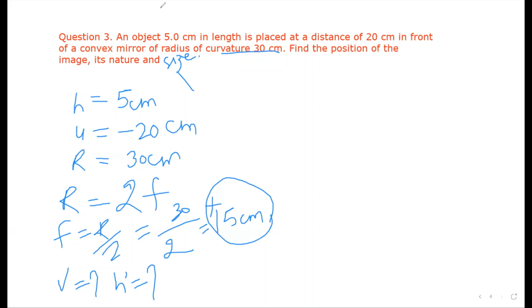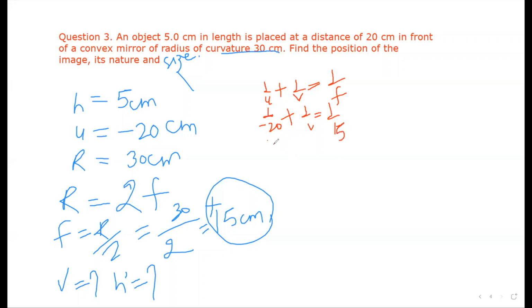So now we will see how to do it. The formula is again 1 by U plus 1 by V equals 1 by F. That we have done, we have seen the formula. Now put the values. What is U here? U is minus 20. What is V? V we have to find. And what is F here? That is 1 by 15.